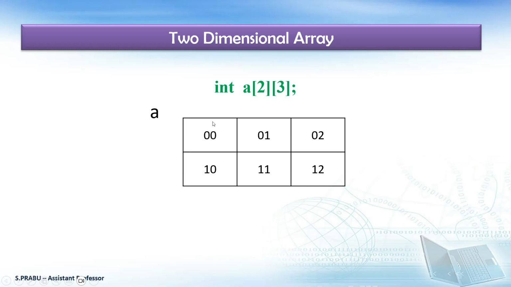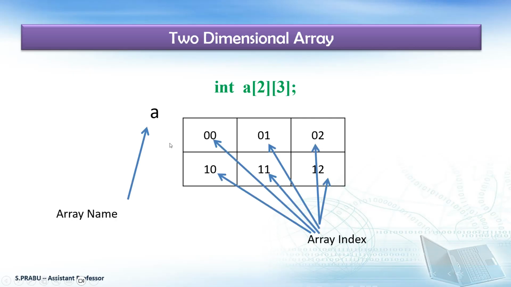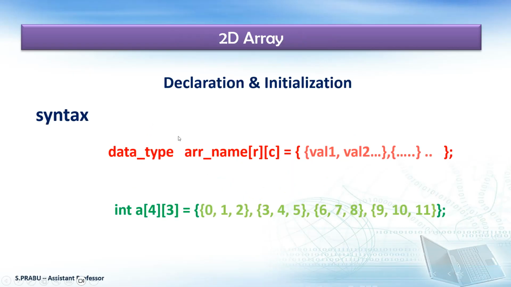Each memory location can be identified by row value as well as column value. That is 0th row, 0th column, 0th row, first column, 0th row, second column, first row, 0th column, first row, first column, and first row, second column. So these are all called array index, and this is the array name. And this one is the syntax for two-dimensional array declaration as well as initialization.